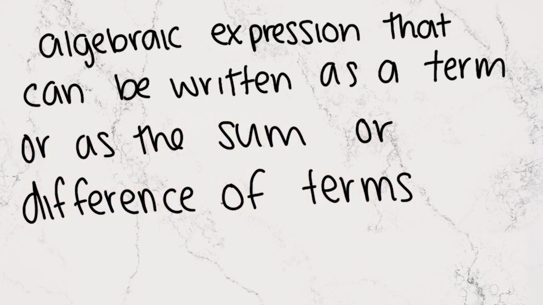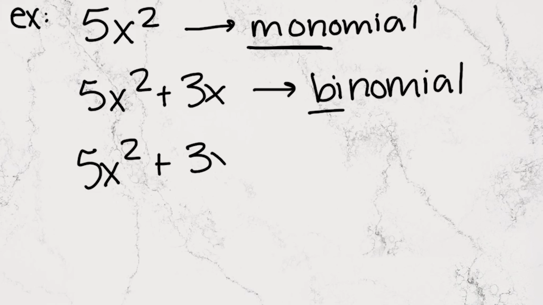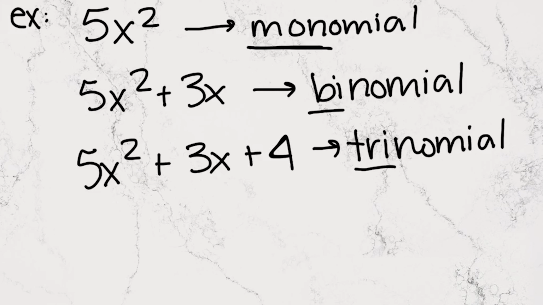But we can also have 5 times x squared plus 3x. And actually, that's called a binomial, because bi means 2. But what if we had 3 terms? Well, that would look like 5x squared plus 3x plus 4. And we can call that a trinomial, because tri means 3.